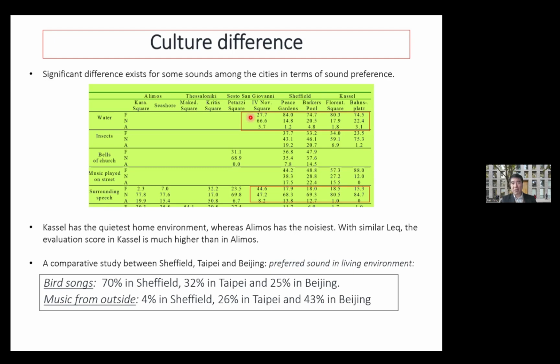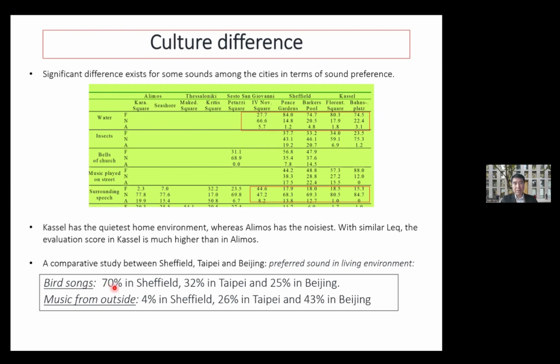So even within Europe, there are a lot of differences in terms of sound preferences. Another example is, do you like surrounding speech? You can see in the UK and Germany, people don't like surrounding speech in open public spaces. Most people think that's neutral. But in Italy, almost 50% of people like it. So you can again see this kind of cultural difference. And even more, we asked people, do you like bird sound from outside?